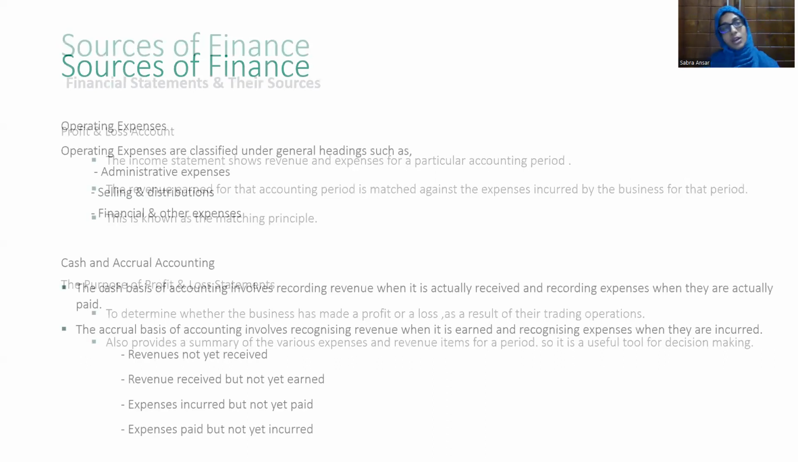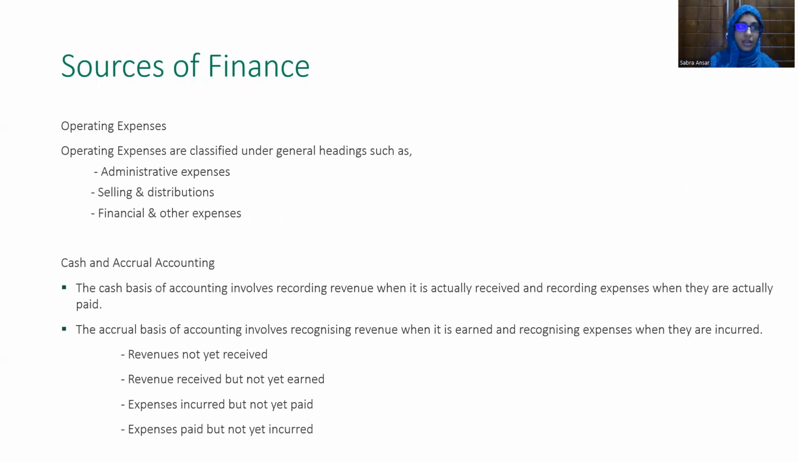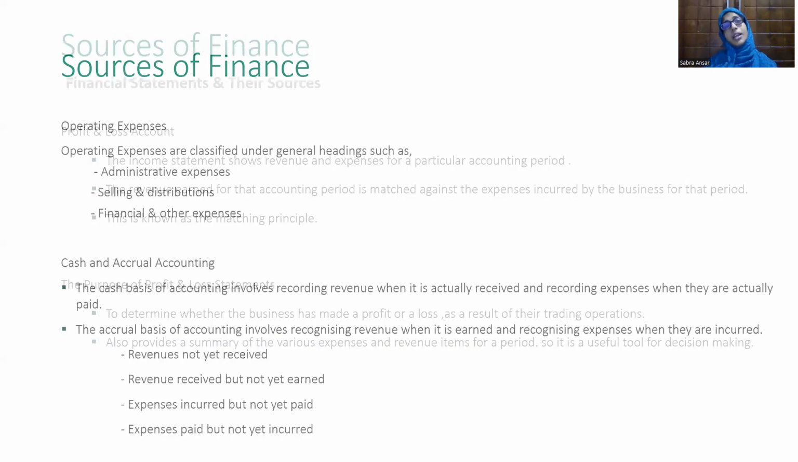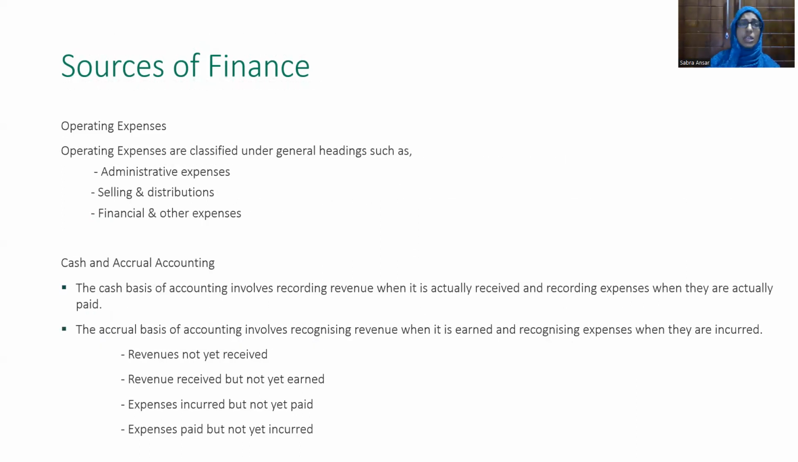So moving on, we'll try and understand different types of expenses, like operating expenses. Generally, what are operating expenses? These are generally the expenses related to operating an organization, like admin expenses, sales and distribution, and the financial or other expenses as well.